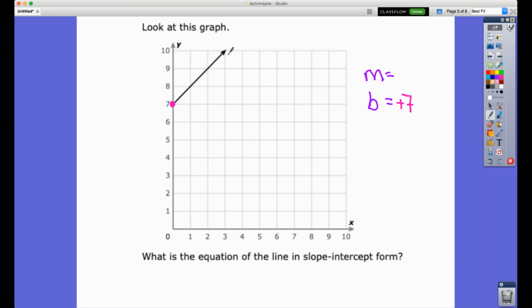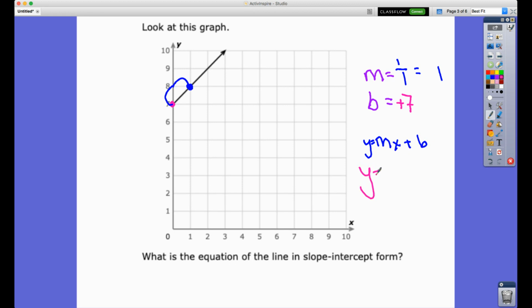As I go up this line, where else does it touch corners? Right here. So from here to here, I would go straight up 1 and right 1. So this would be 1 over 1, which could be written as just 1. As I go left to right, this graph goes up. So what kind of 1 does it stay? A positive.